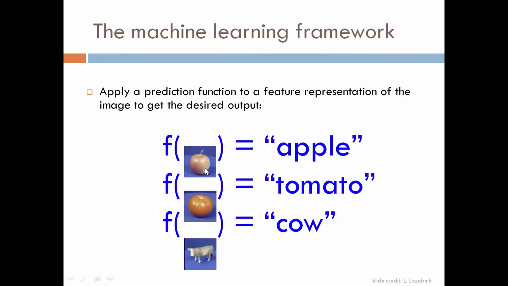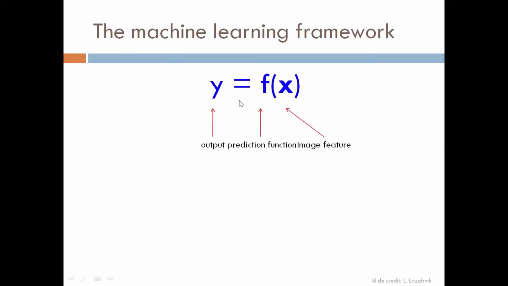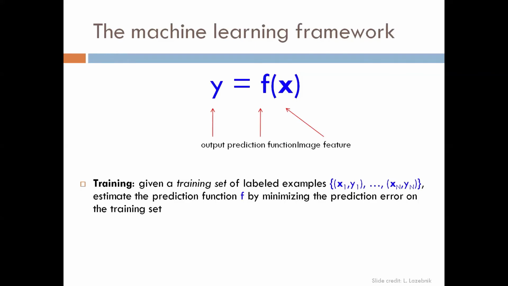Same thing: when I pass an apple, it gives the apple label; this is a tomato label, this is a cow label. So my objective is to find a better function. This is what machine learning is: y equal to f(x) plus c, where x is the input, y is your output label, and f is the function which we have to learn. So, training: given a training set of examples.